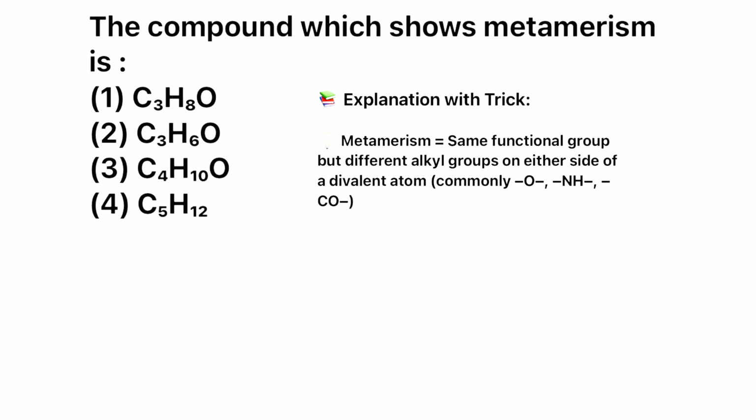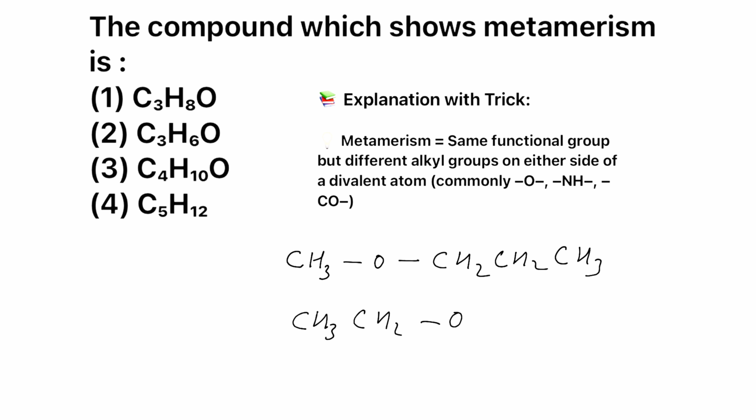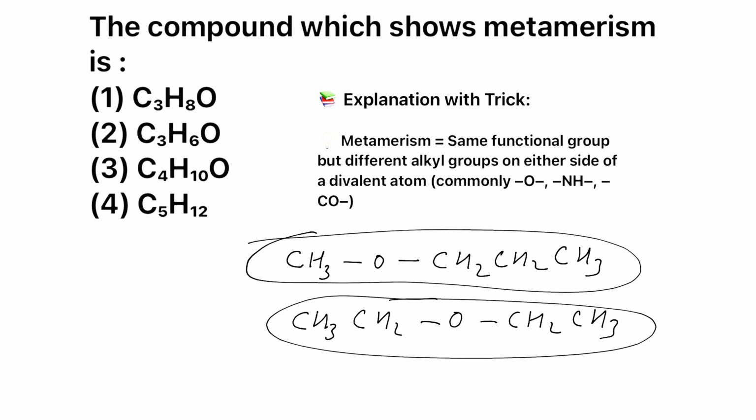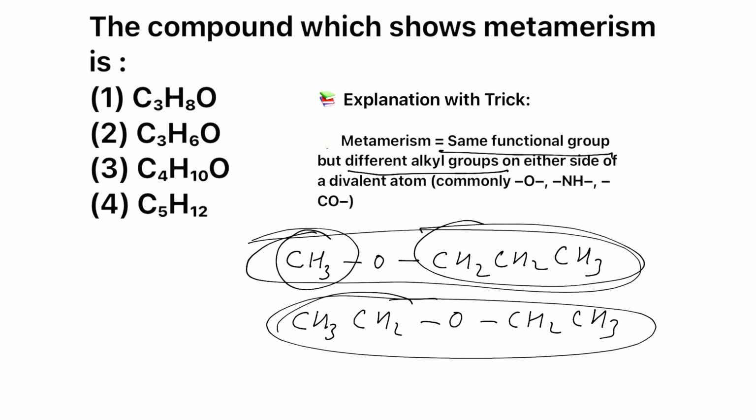Now, we can check which are the metamers of C4H10O. You understand it is an ether, right? Okay. So now see CH3, O, CH2, CH2, CH3. What is the name of this? Methoxypropane. Now CH3, CH2, O, CH2, CH3. What is this? Ethoxyethane. So ethoxyethane and methoxypropane are metamers. Okay, right? Same functional group but different alkyl groups on either side of the oxygen. You can see methyl group and propyl group, ethyl group and ethyl group. Hope you understand.